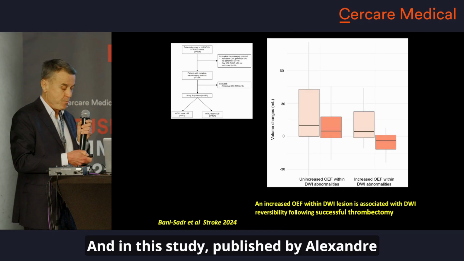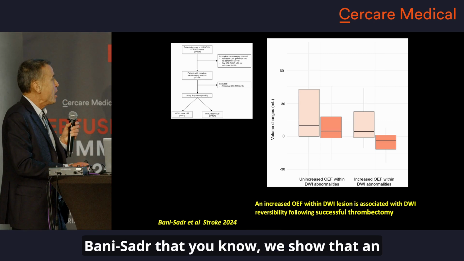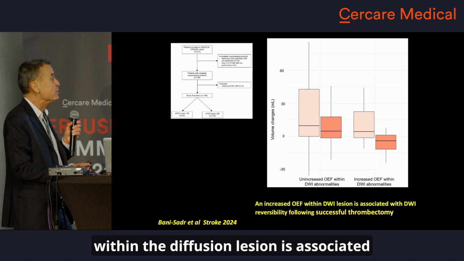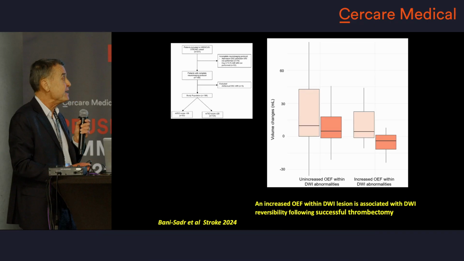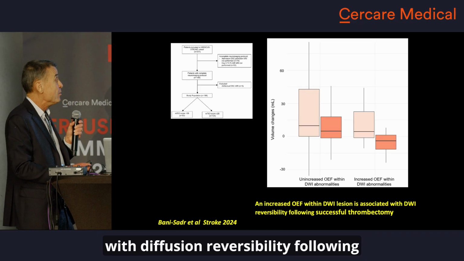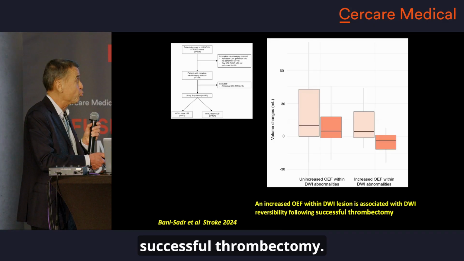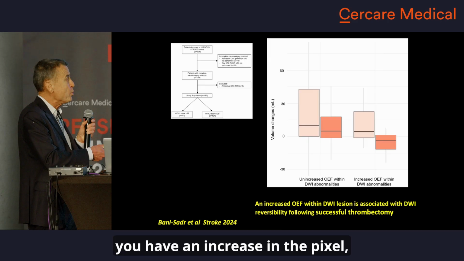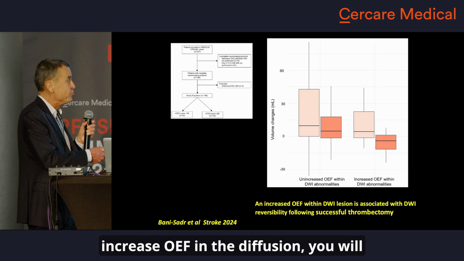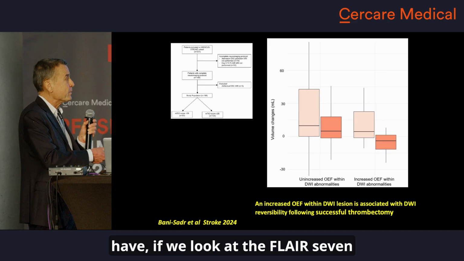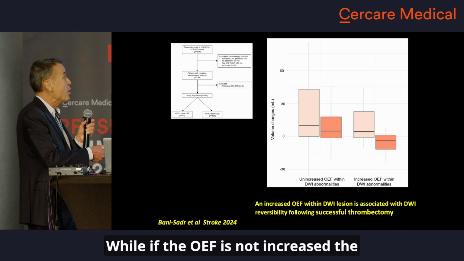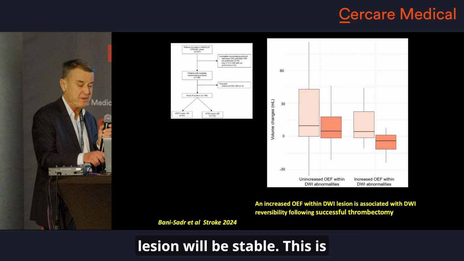And in this study published by Alexandre Banissat, we show that an increase in oxygen extraction fraction within the diffusion lesion is associated with diffusion reversibility following successful thrombectomy. As you can see here on this graph, when you have an increase in OEF in the diffusion lesion, if we look at the FLAIR a week after, you will have a decrease in lesion size. While if the OEF is not increased, the lesion will be stable.